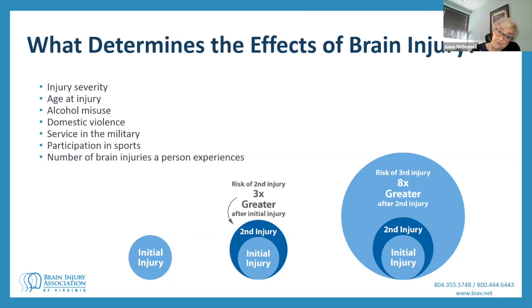So when I say that most people with mild brain injuries will experience a good recovery if it's their first injury, this is the sort of thing I'm talking about. We know that the severity of the injury determines its effects, as does the age of the injury. We know that a history of alcohol or other substance use disorders can affect brain injury, domestic violence, participation in sports, service in the military, all of those things determine the effect of brain injury.